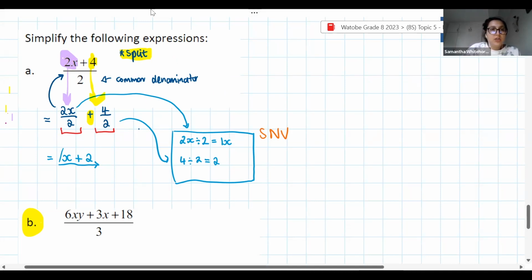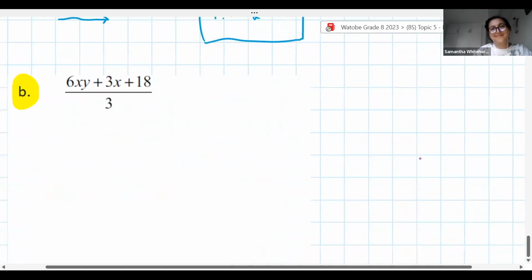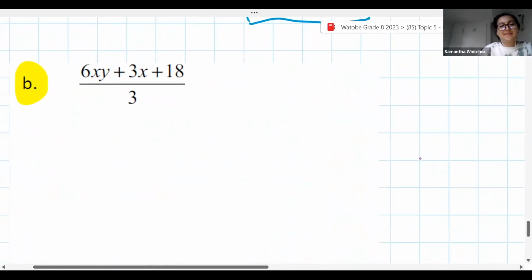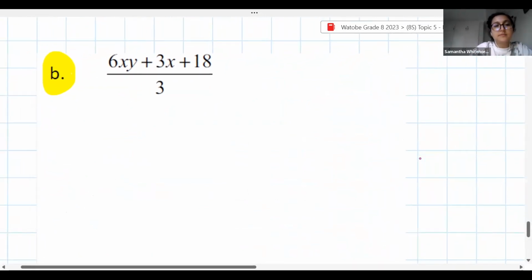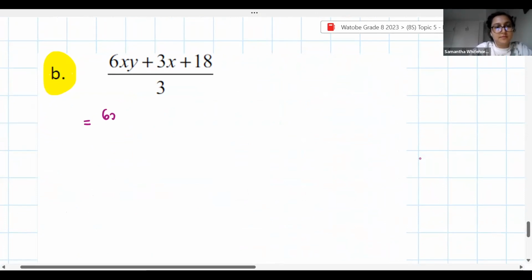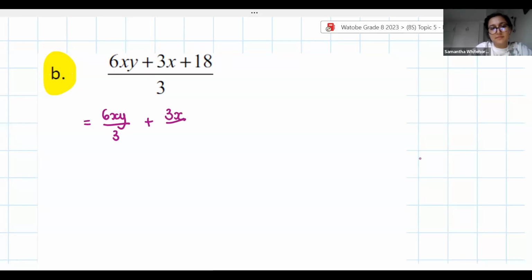Right, grade 8s, who would like to raise their hand to explain this one to me? Bonolo? Oh, hi, ma'am. So, ma'am, firstly, what I did, I split them. So I said 6xy over 3. Then I said plus 3x over 3. Then I said plus 18 over 3.